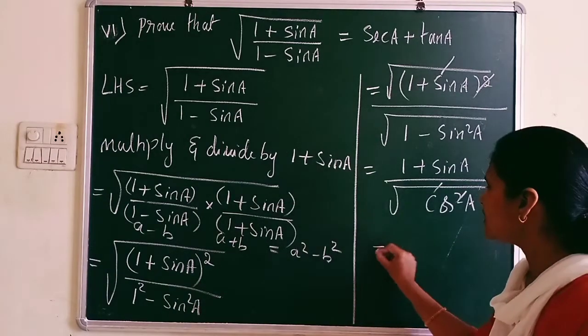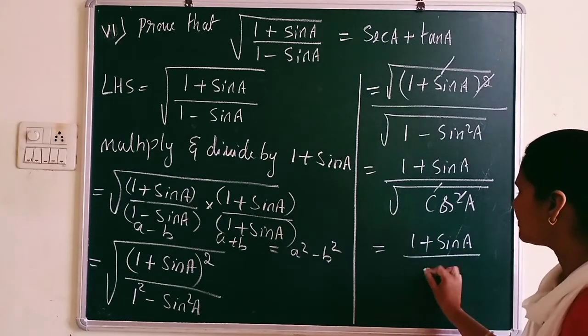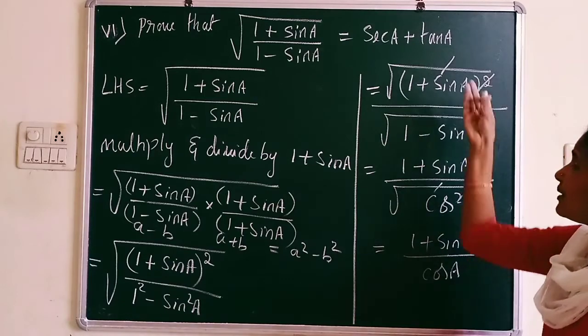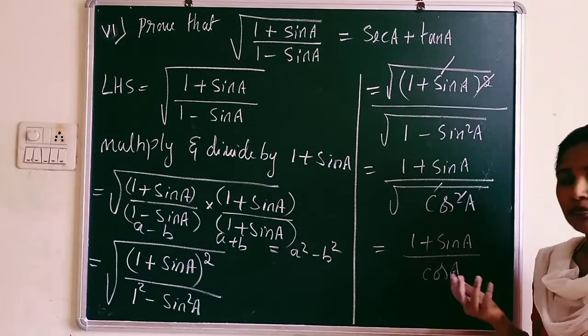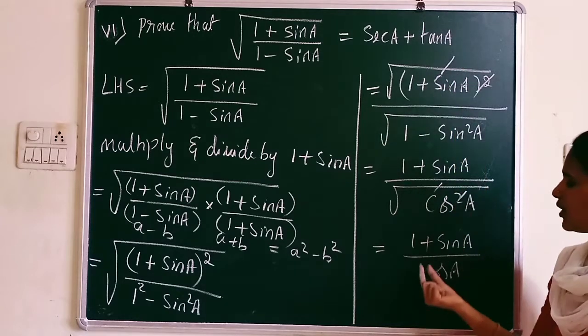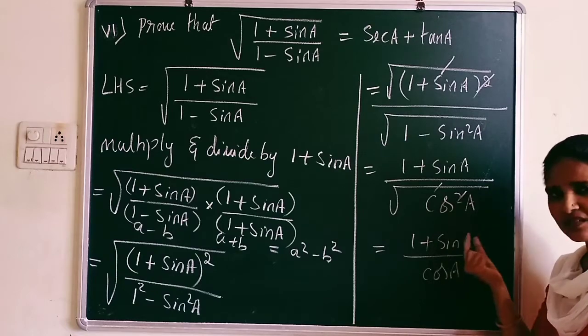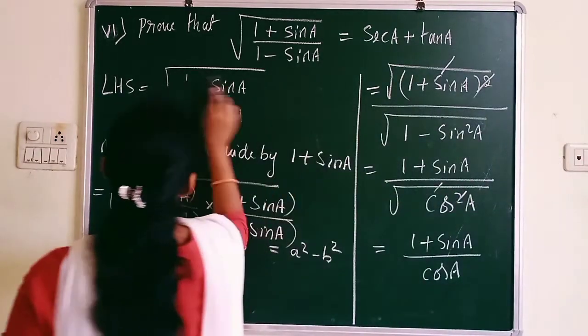Now write what is in the numerator: 1 plus sin A by cos A. Just observe the RHS. Did we get the answer? Not yet. So what should I do? To get the tan, you can just separate this. It is like a plus b divided by c; you write a by c plus b by c. So split that.